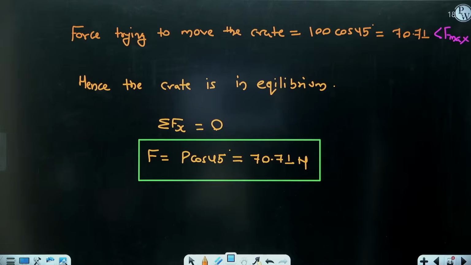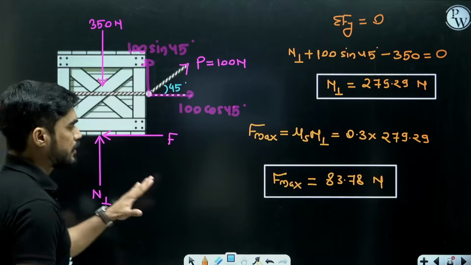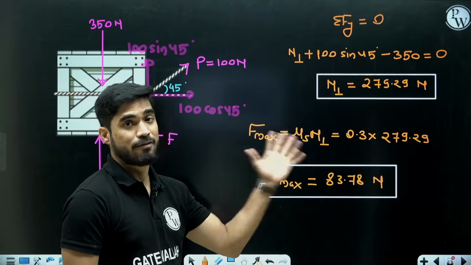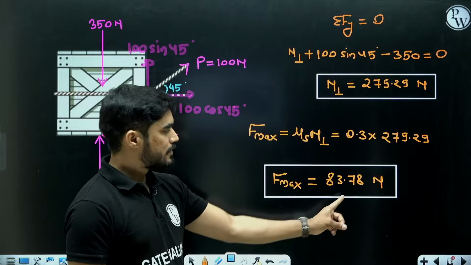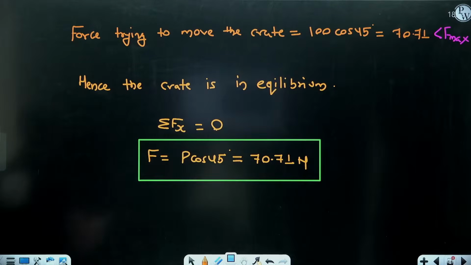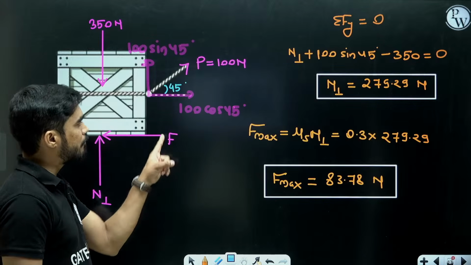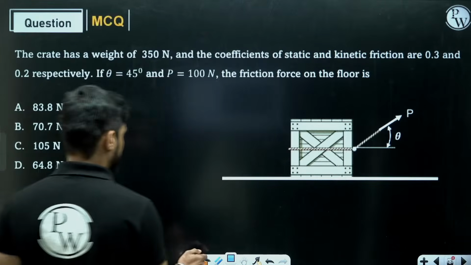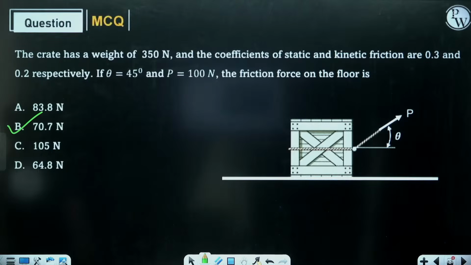First we find out whether the block is moving or not. So we found out that the maximum friction force, the minimum force required to move the block, is this much. So the minimum force you need to apply on the block to move it is this much. But we are only applying this much. So it is not moving. If it is not moving, then we can apply the equilibrium equation. Summation of Fx equals 0, which will give me F equal to 100 cos 45, which means 70.71 Newton. So B is the correct answer, 70.7 Newton.